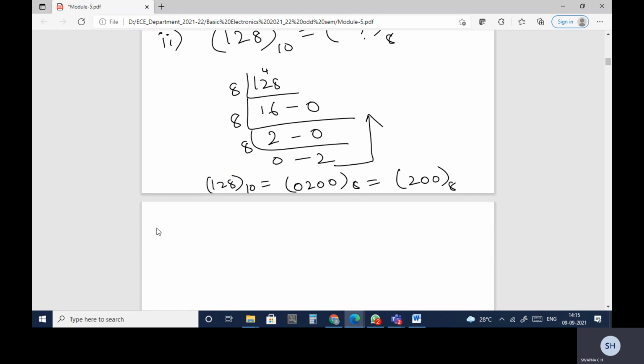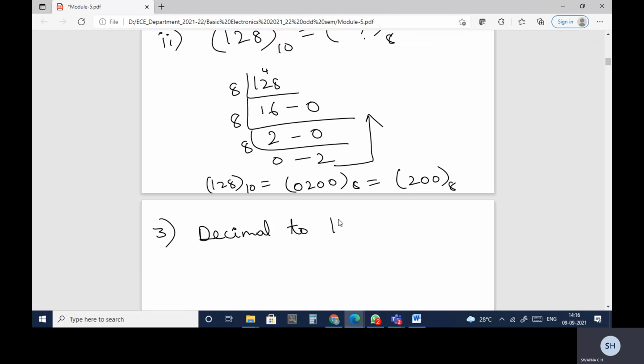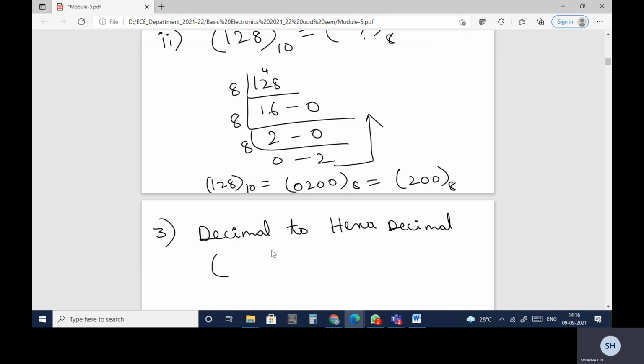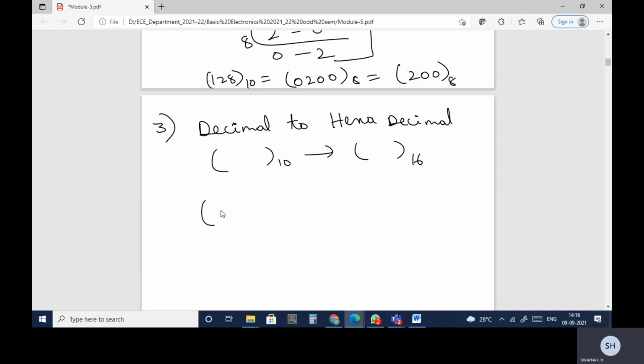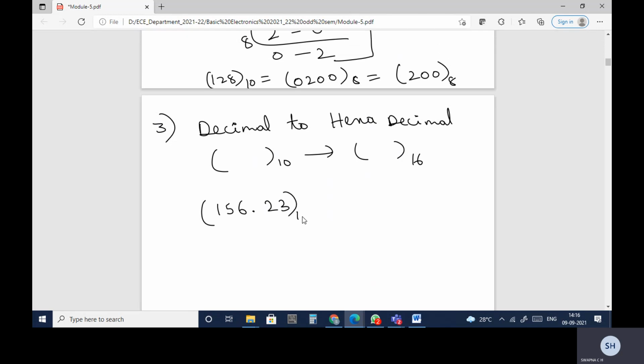Okay, so this is a conversion from decimal to octal. Now in the third case, we will try to convert decimal to hexadecimal. Decimal to hexadecimal means base 10 to base 16. So let me take one small example: 156.23 base 10. This I need to convert to base 16.